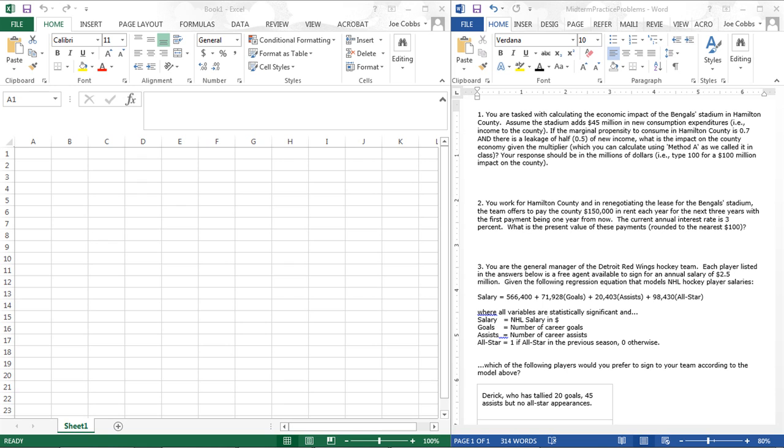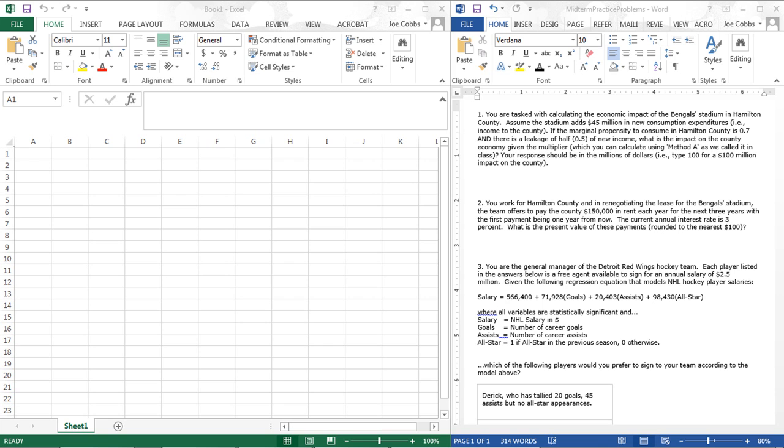Hopefully you can see it okay here. I know the font's a little bit small, but I wanted to still fit the problem on your screen, and I'm going to solve it using Excel. So you're tasked with calculating the economic impact of the Bengals Stadium in Hamilton County. We're going to assume the stadium adds $45 million in new consumption. So new is a key word there, new consumption.